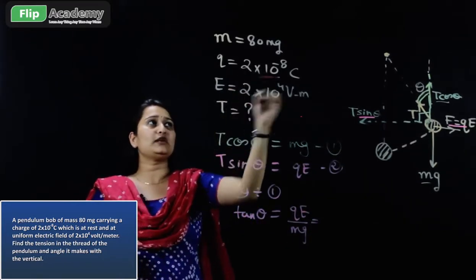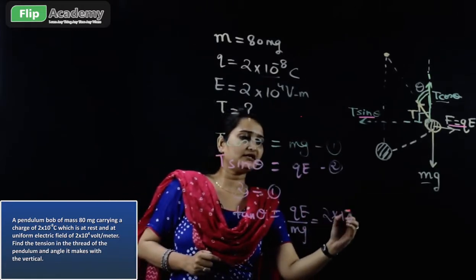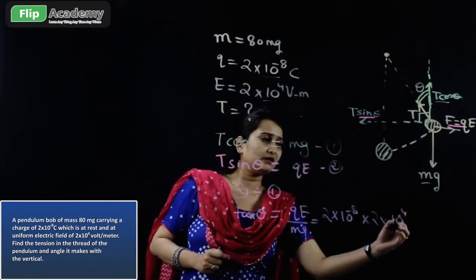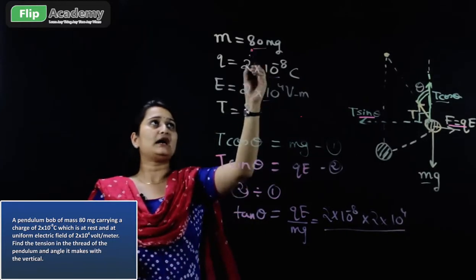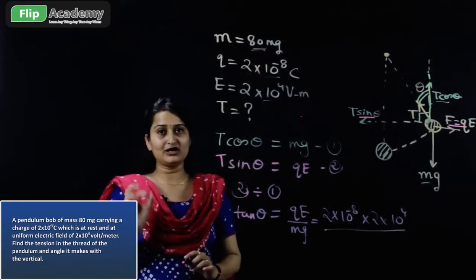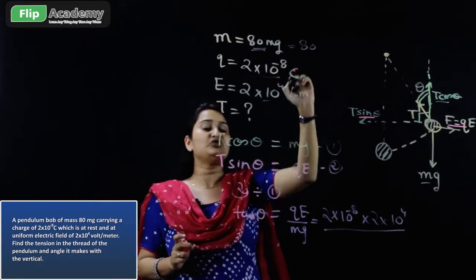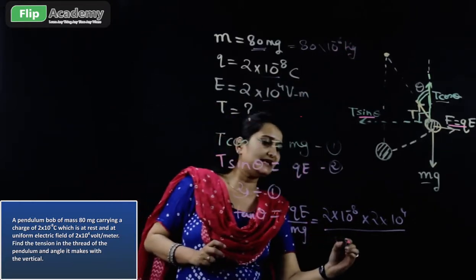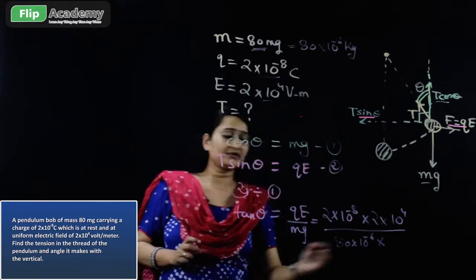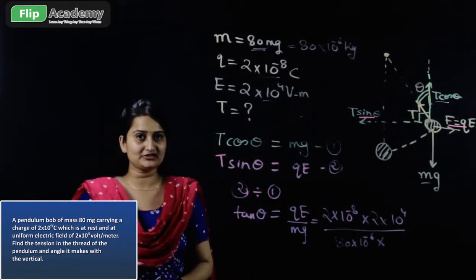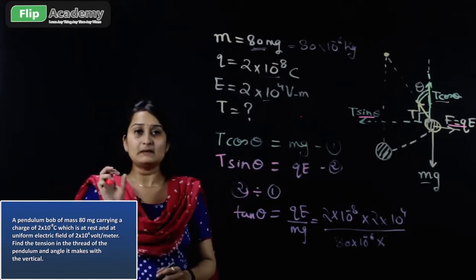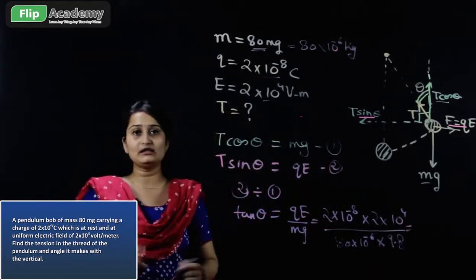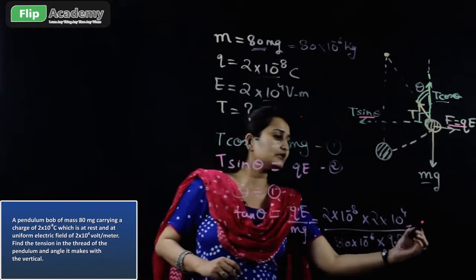Now all the values are given to you. Q is 2 into 10 to the power minus 8, so put the value here, 2 into 10 raised to power minus 8. Similarly, E is also given, so put the value 2 into 10 raised to power 4, upon m. This is mass, it is 80 mg. For unit conversion, you have to convert mg into kilograms. So 80 into 10 to the minus 6 kilograms. Put the value directly, that is 80 into 10 raised to the power minus 6. What is g? g is the gravitational constant and its value is 9.8 meter per second square. So we put the value directly, that is 9.8. Now solve the value, you will get your answer.